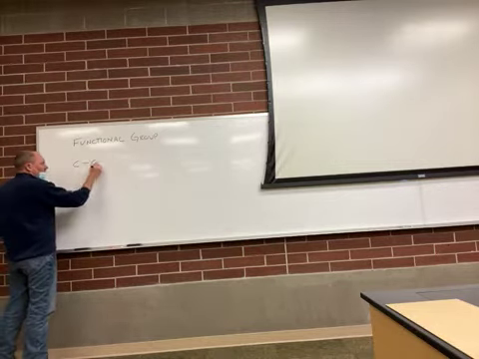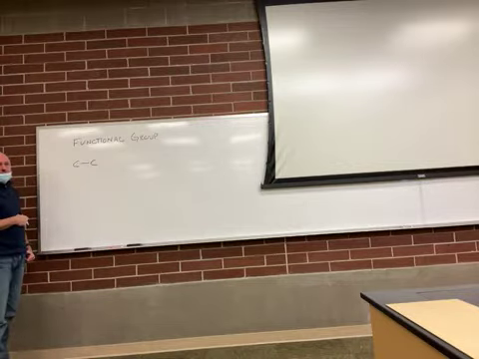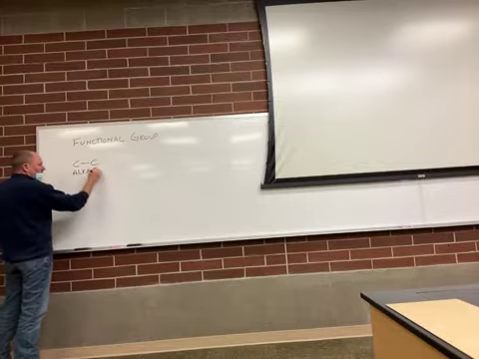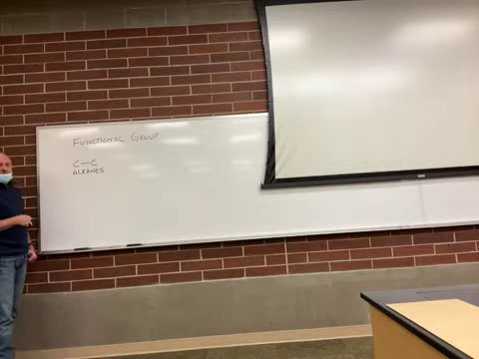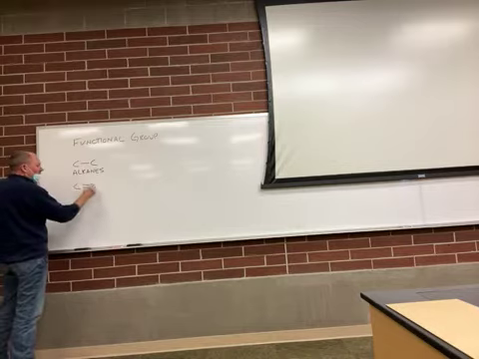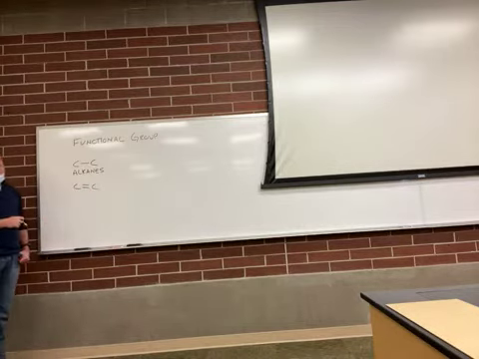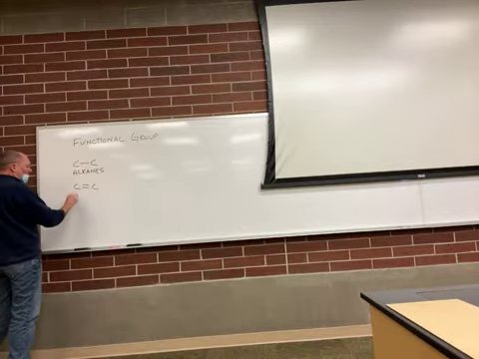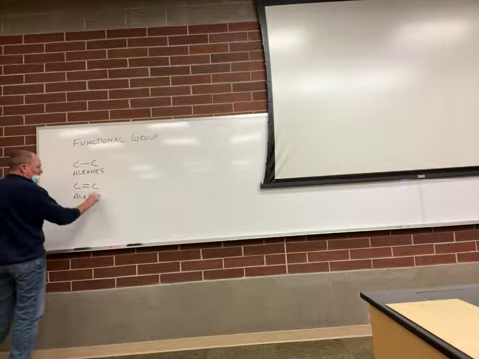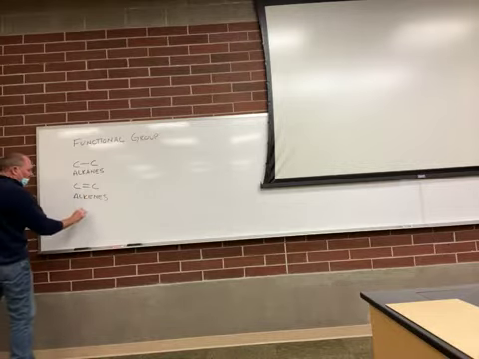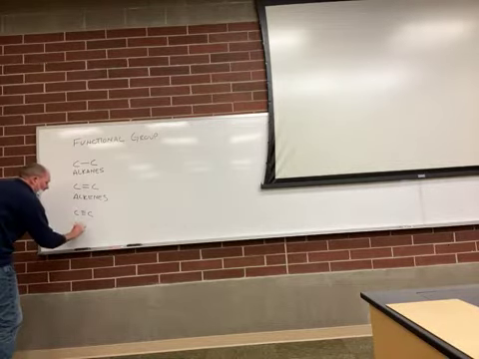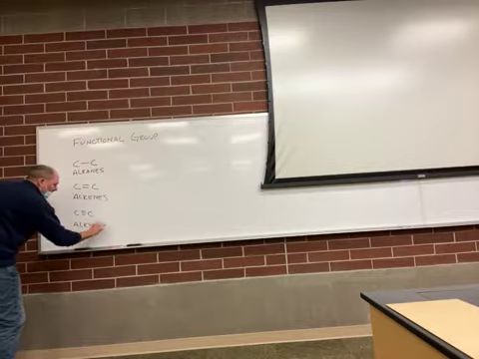Carbon can come together with single bonds to carbon. We call these alkanes. Carbon can come together with carbon and have a double bond. We call these alkenes. Carbon can come together with another carbon in a triple bond. We call these alkynes.